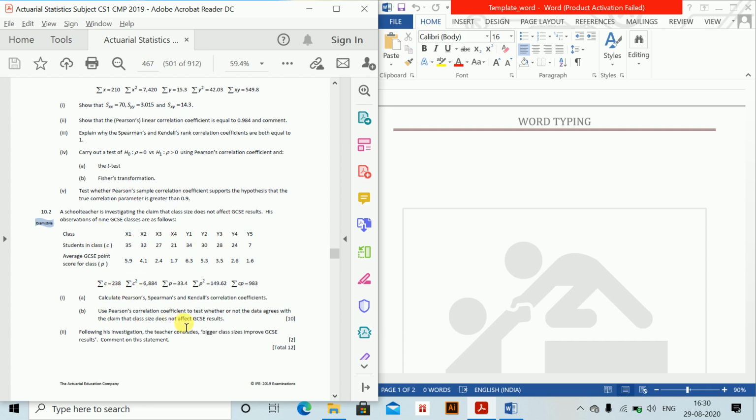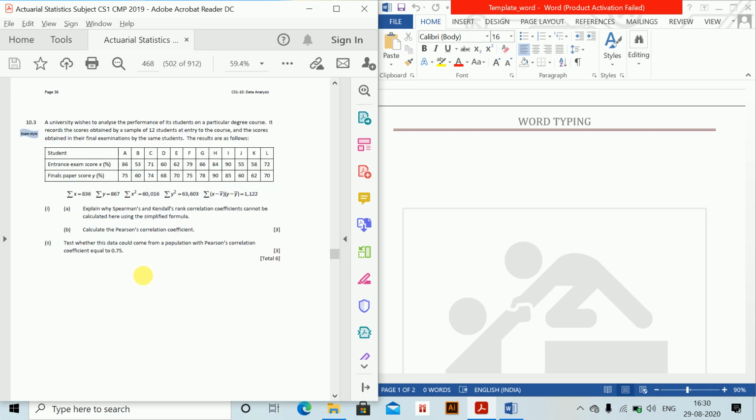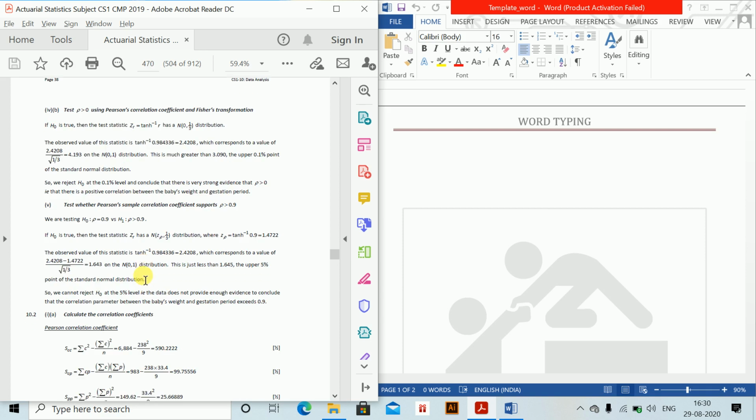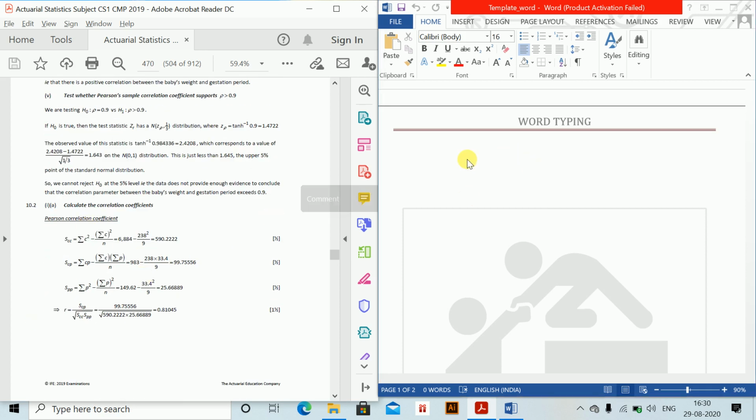Summation C. Calculate the Pearson's, Spearman and Kendall and use Pearson's correlation coefficient to test whether the data agrees with the claim that class size does not affect GCSE results. And following the investigation, the teacher concludes bigger class sizes improve GCSE results. Comment on the statement. So let's see how they've written this. First we have to calculate.